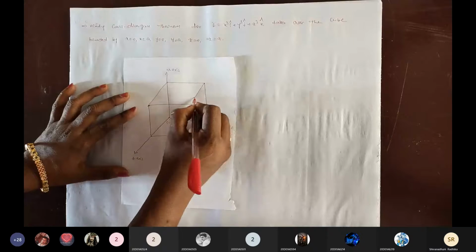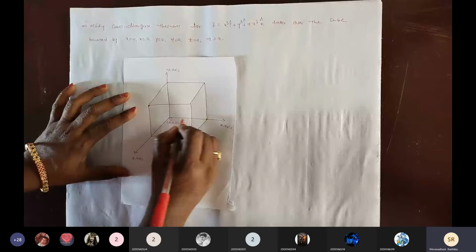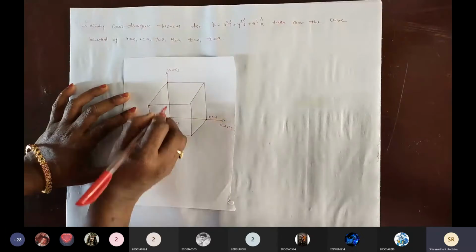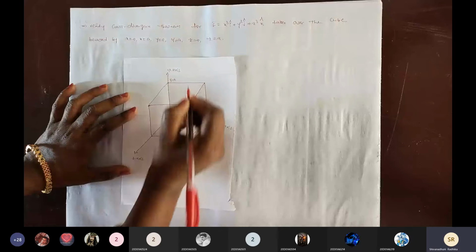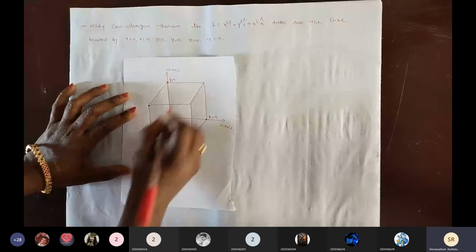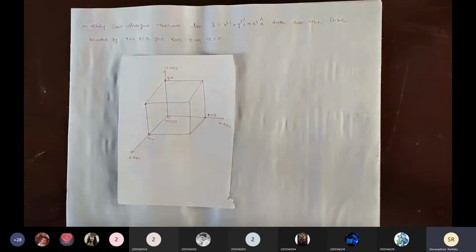See, from 0 on the x-axis, this point is x equals a. Y equals a, here on the y-axis, some distance. And this is again on the z-axis, z equals a. I am going to locate the intersection points.